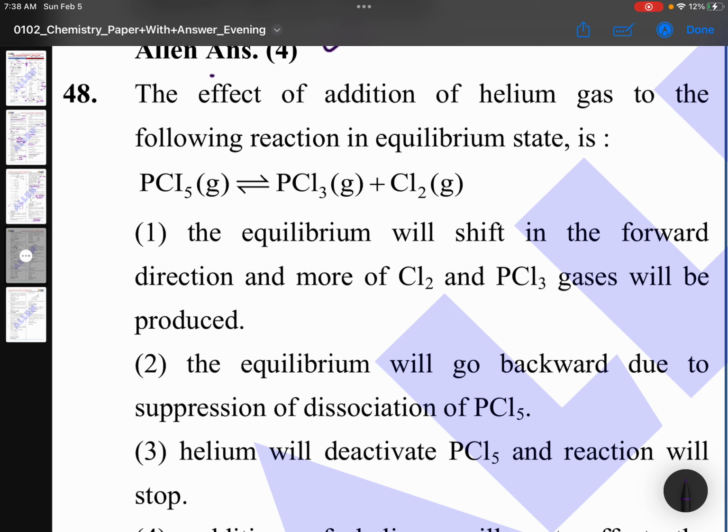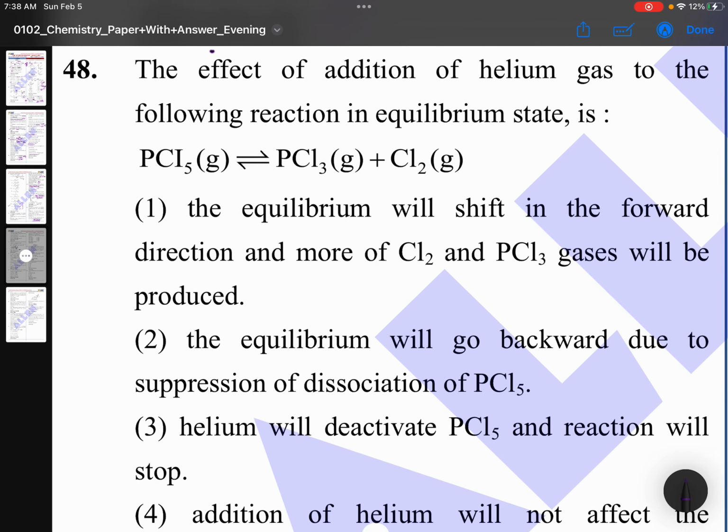The effect of addition of helium gas to the following reaction in equilibrium state is... Whenever such a point is mentioned about addition of helium gas, there should be two particular words included in the question: one is at constant volume, second is at constant pressure. Either constant volume or constant pressure is mandatory, otherwise your question is incomplete. See here, number of moles are more here. More number of moles means more loss in the concentration, so the reaction will be in favor of the forward reaction, otherwise no effect.